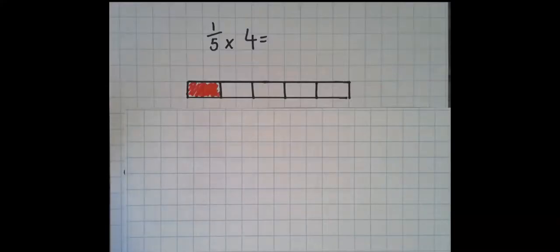Hello Year 6, today we're going to look at multiplying fractions by integers, which is just the posh mathematical way of saying multiplying fractions by whole numbers. So we're going to start off by having a look at this example here, which is 1/5 times 4.